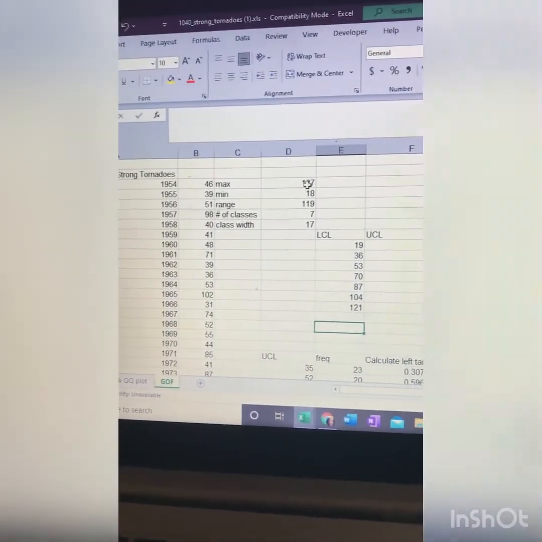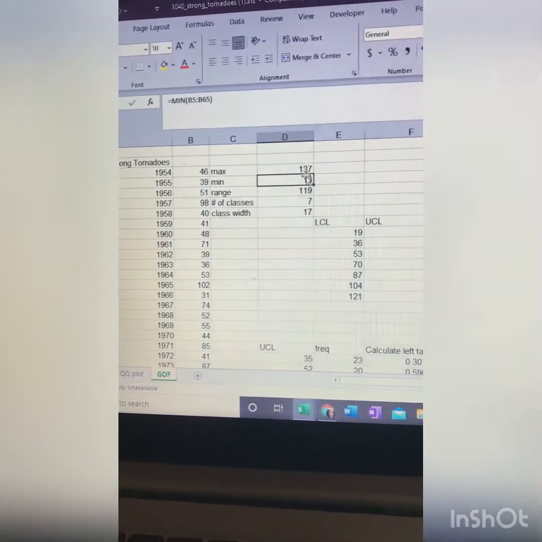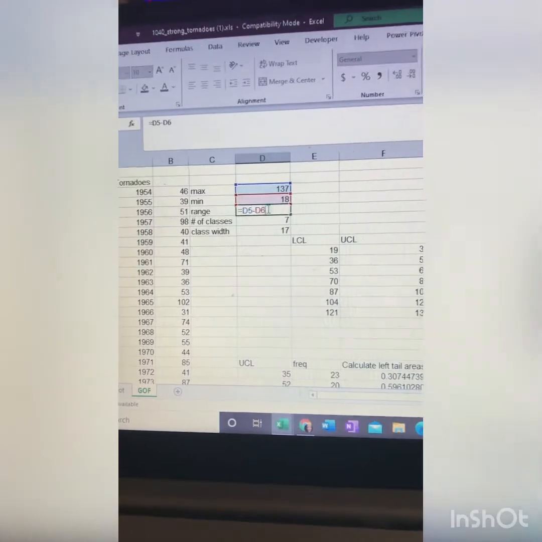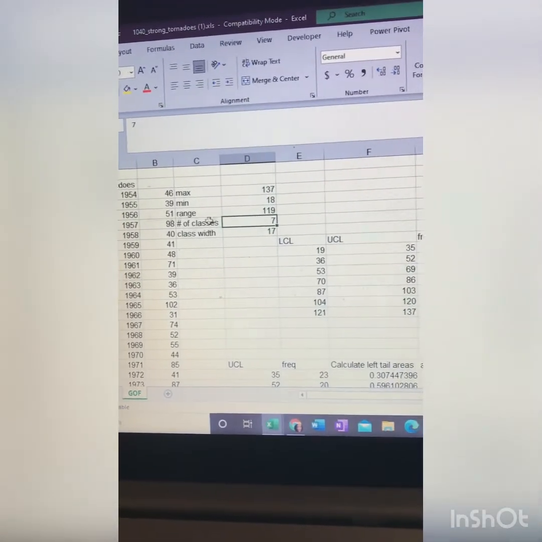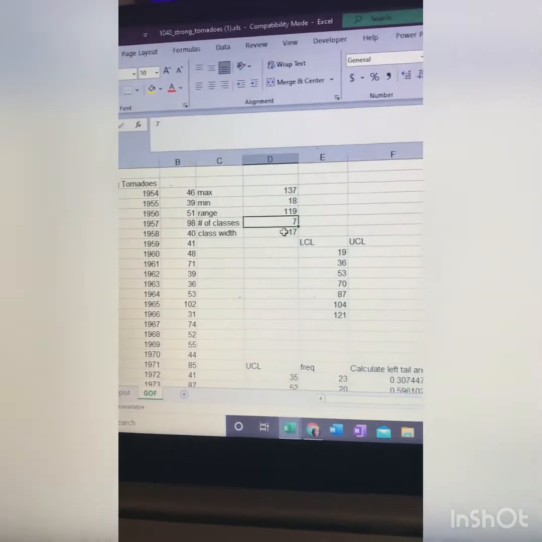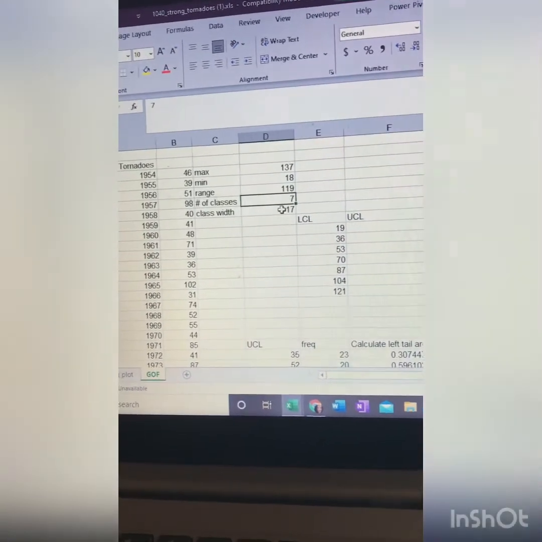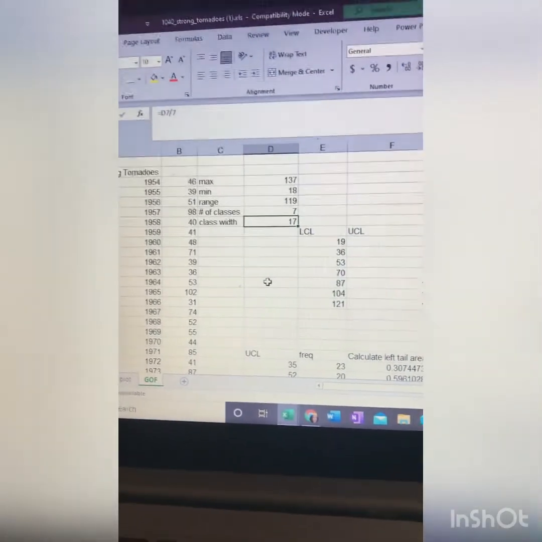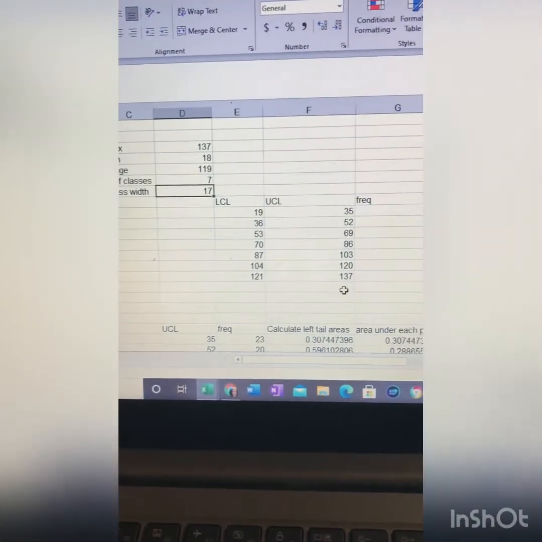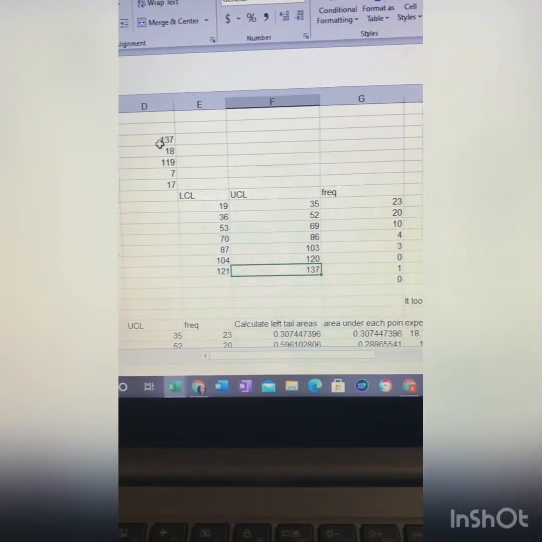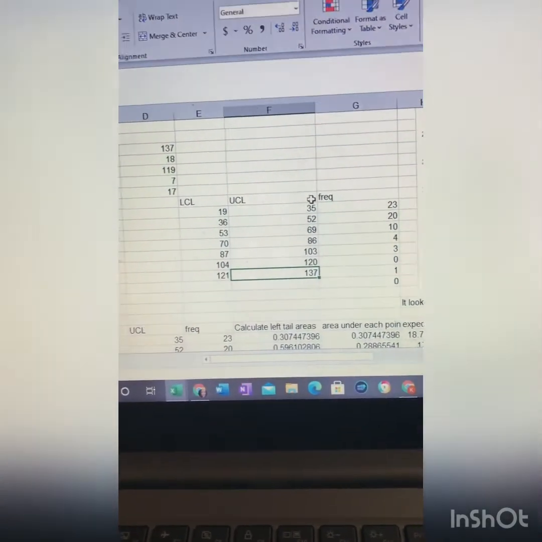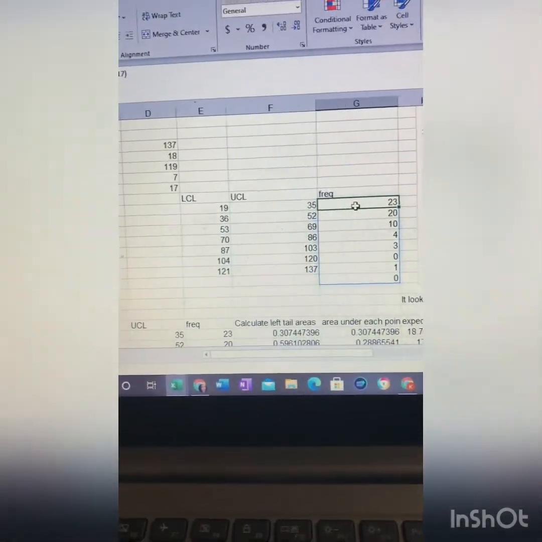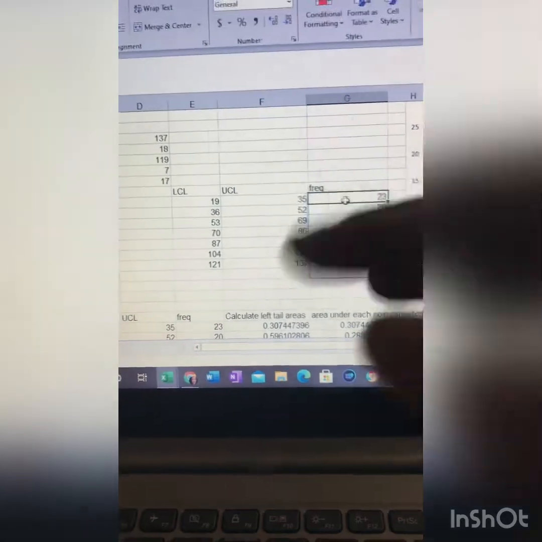What we're going to do is take the max of our data and the min, and then do the max minus the min to calculate our range. Next, we'll determine the number of classes. I chose 7 because 7 divides into 119 perfectly. That gives us a class width of 17. From that, I calculated the upper class limits by taking our max and subtracting 17 from each of them. After we calculate the upper class limits, we use the equals frequency function to calculate the frequency of each one.